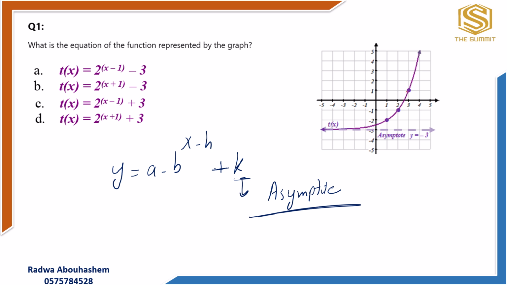So let's pick a point on the graph and try to substitute it in one of them. Let me pick this point, it's (3, 1). Let me substitute it here. This is x and this is y. If I put the x here with 3, 3 minus 1 gives me 2. So 2 power 2 gives me 4. 4 minus 3 gives me 1. So yes, this is my function.